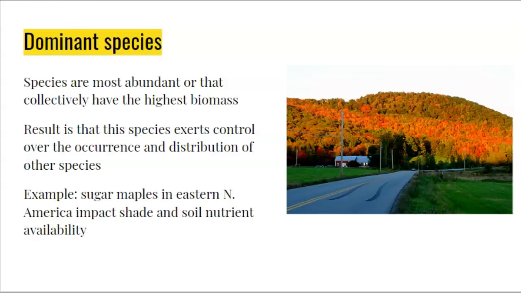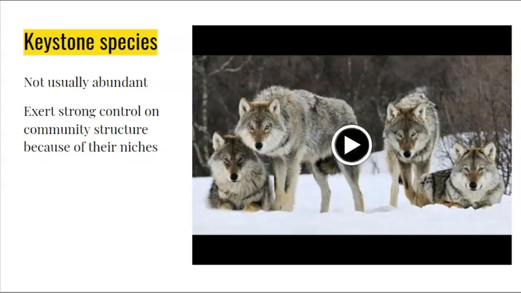Some species end up having a bigger impact than others. Okay, one is called the dominant species. This means they're the most abundant, or they have the highest biomass. So in northeastern America, this is the sugar maple, this type of tree. They're everywhere. So it ends up being very influential in this environment, and it's going to determine how abundant other species are. One is called the keystone species. These are not necessarily abundant, but they're going to have a huge effect on the community.